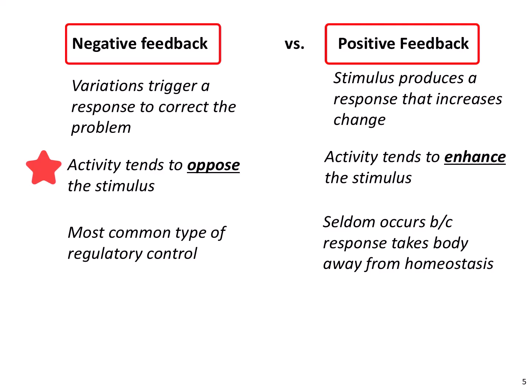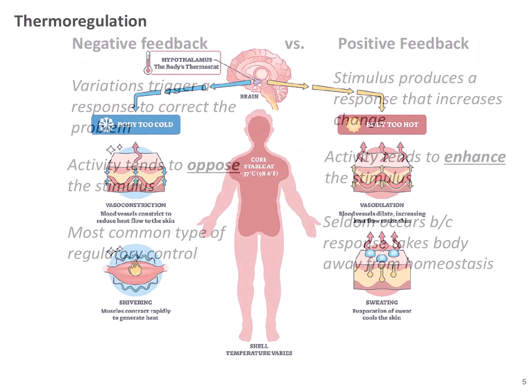In positive feedback, the activity works to enhance the stimulus. This type of feedback generally takes the body away from its original state. As a result, examples of positive feedback are limited to just a few processes in the body. Can you think of any examples of positive feedback that occur in the body?